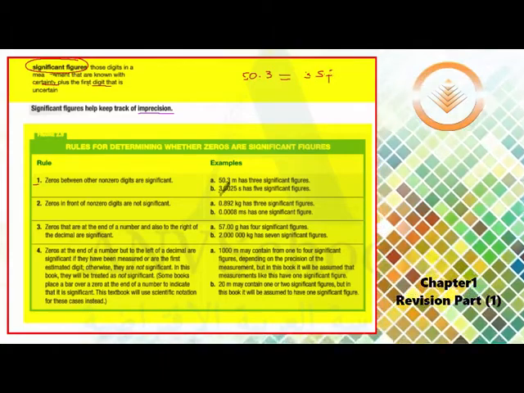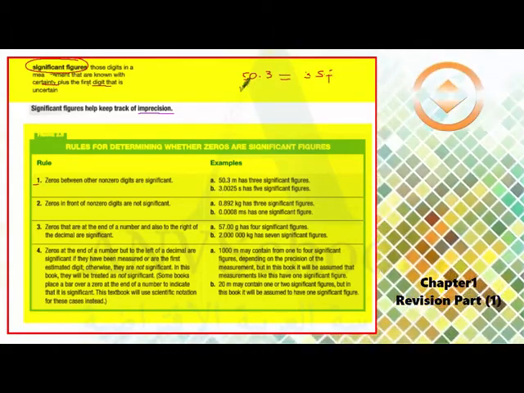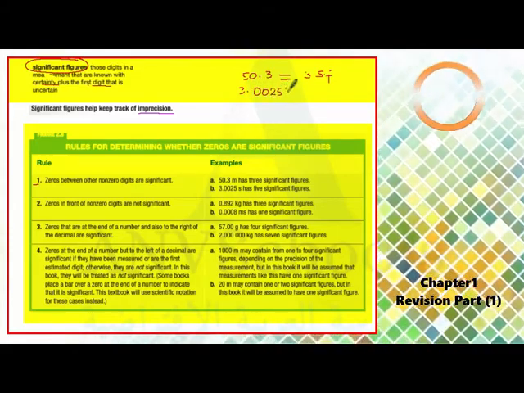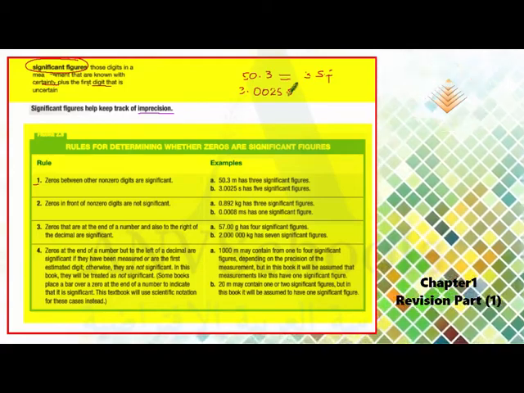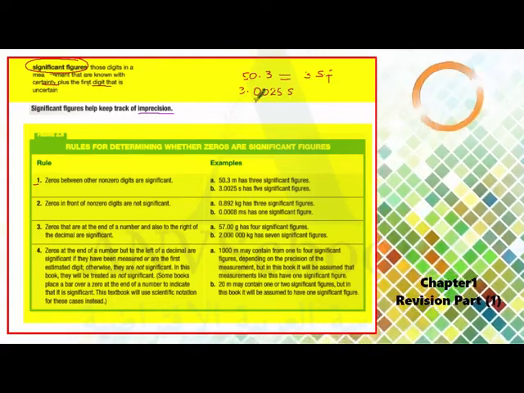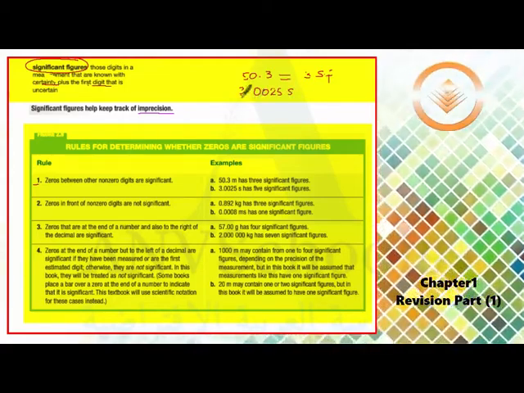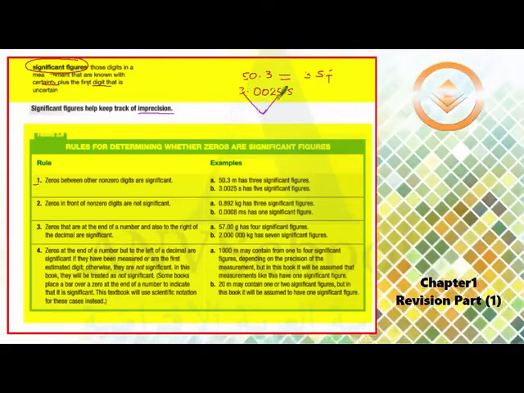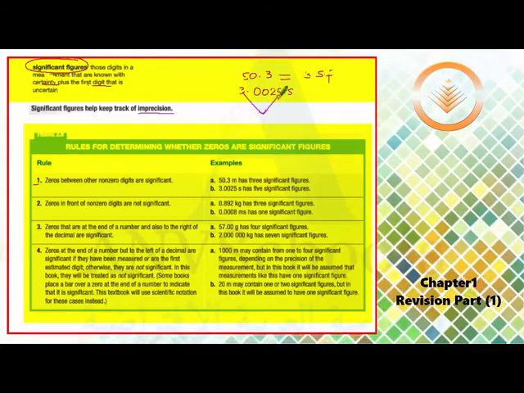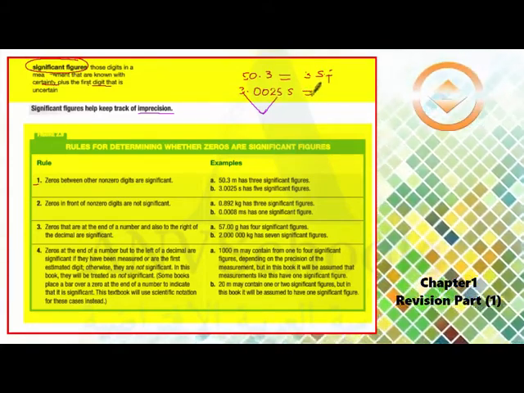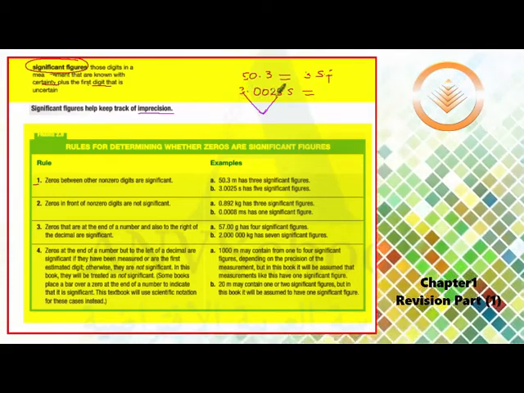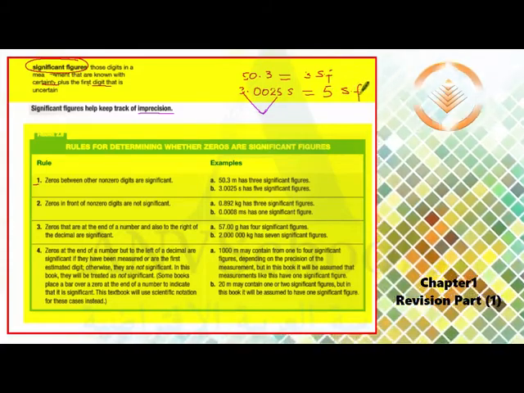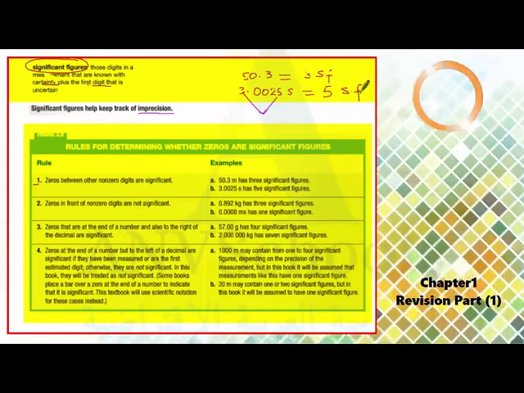Let's take the second example. 3.0025 seconds. Now these zeros are sandwiched, or they are found between two numbers. So in this case, they are counted. They are significant. So we have 1, 2, 3, 4, 5. We have 5 significant figures or significant digits.